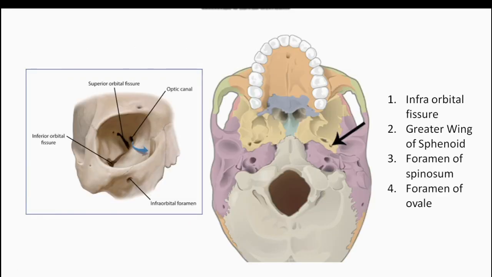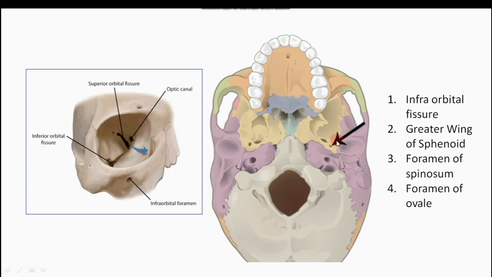Let me remind you the bony landmarks which are important for the topic. First, we see this infraorbital fissure. When you trace this infraorbital fissure on its posterior aspect, here you will see the apex of the infraorbital fissure. Then this is the greater wing of sphenoid. This all is a greater wing of sphenoid.